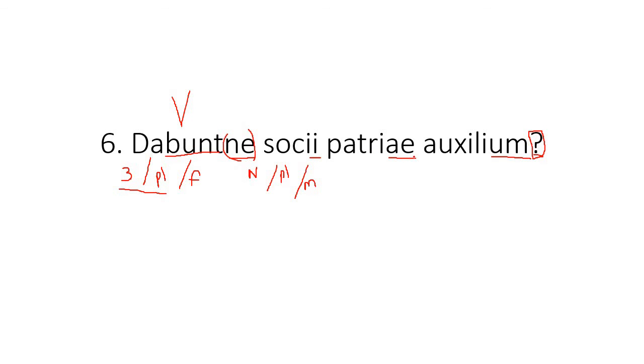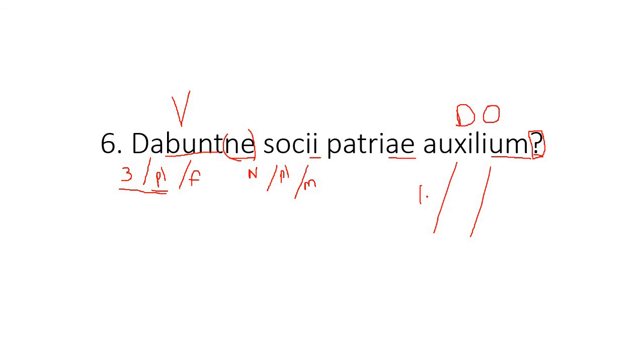Now, "patriae" is not a direct object. The AE ending is not an accusative ending. So let's just skip over that for now and go here. "Auxilium" is either our subject or our direct object, but it can't be a subject. It can't be nominative in this sentence because it's not plural, and our verb is plural. So if it was the subject, it would have to be plural to match up with this. All right, so that means the only option is for it to be the direct object.